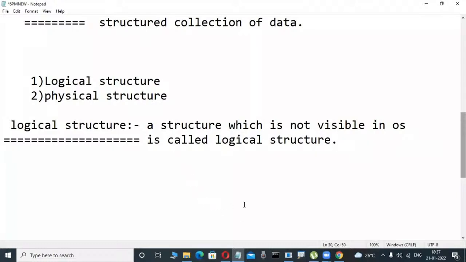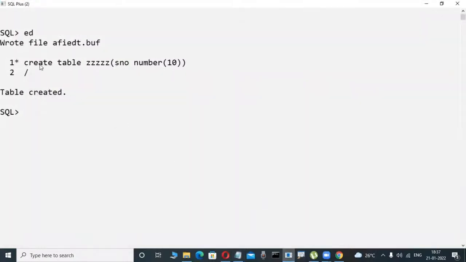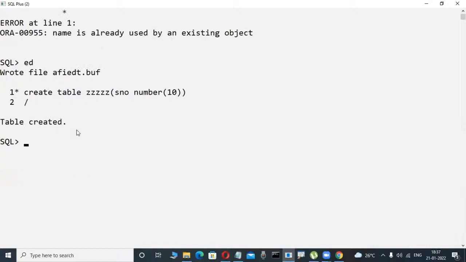That's why, when you are creating a table, we are unable to view it in C drive or D drive like that. But where is it visible? Yes, in a database. This is a database only, don't worry. In this database only, it is visible.